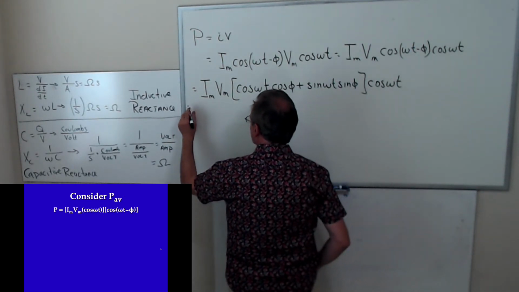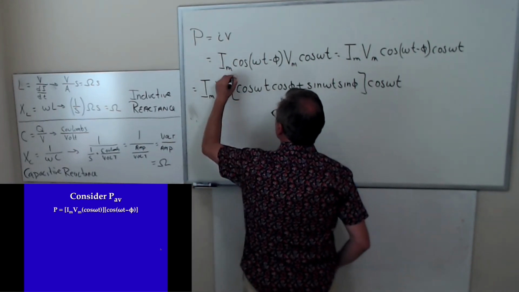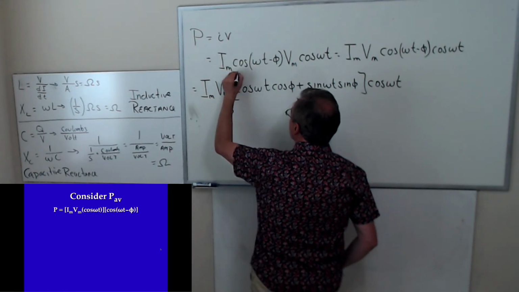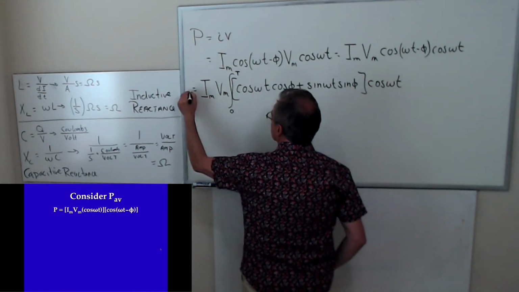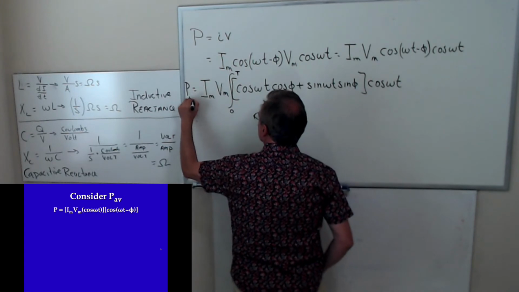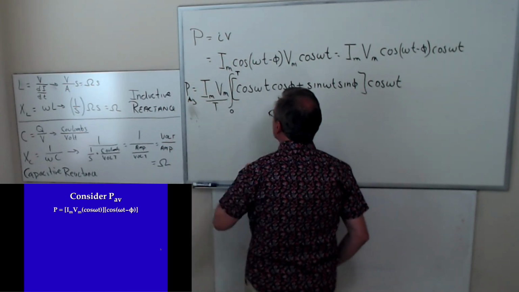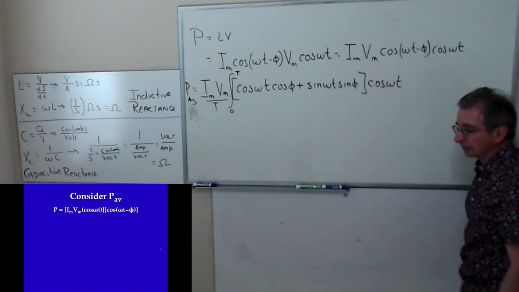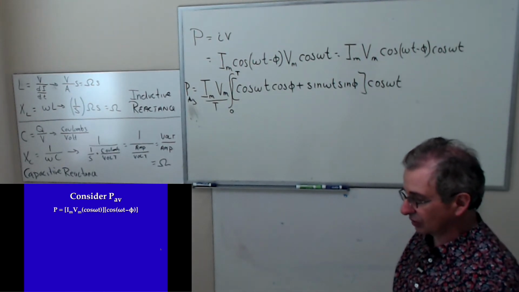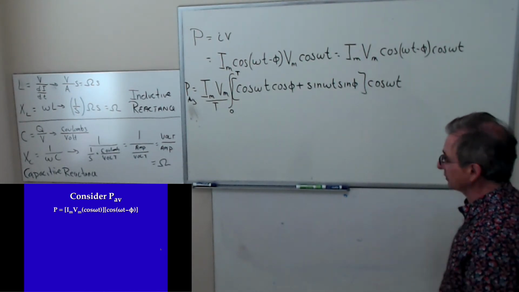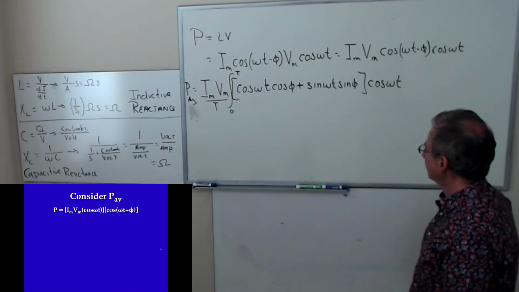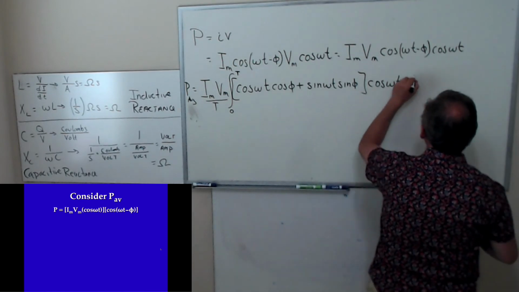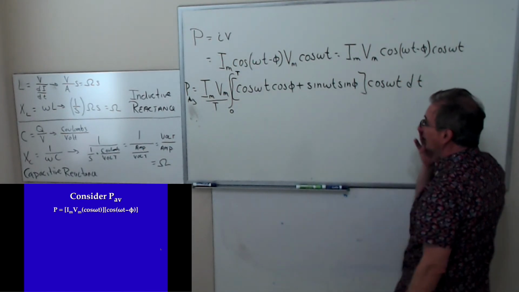And I want P average. So I got to integrate this from 0 to whatever my period is. And then I got to divide by the period. Now, cosine times sine is an odd function. If I integrate an odd function over a symmetric interval, the integral is 0. Okay? This integral will be 0. Oops, I forgot a dt.